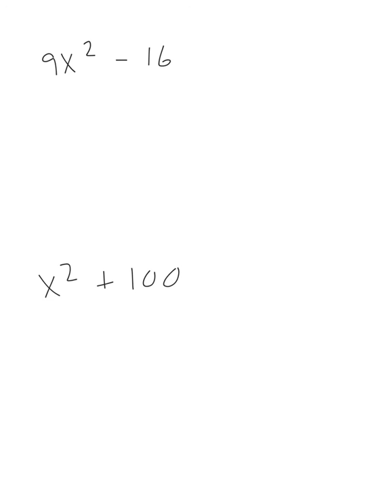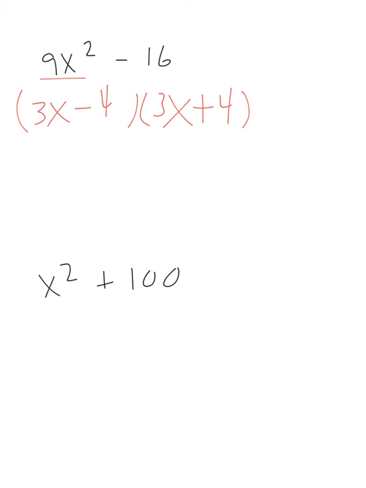Now here we have 9x squared. Is 9 a perfect square? Yep. 3x and 3x. 16 minus 4 plus 4. Finished. Down here we have x squared and 100.